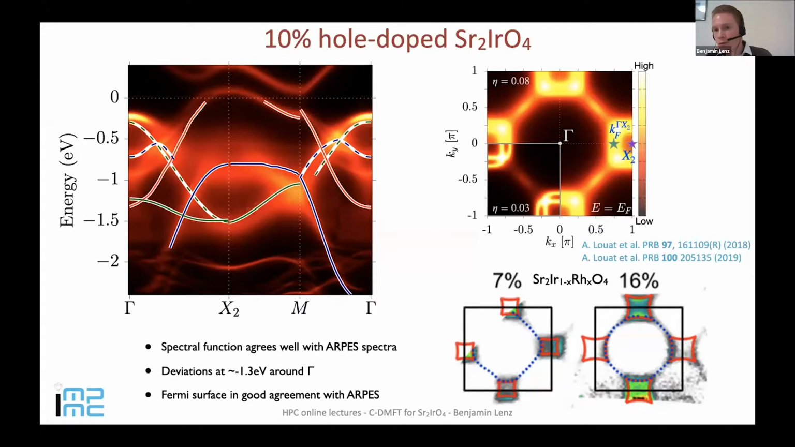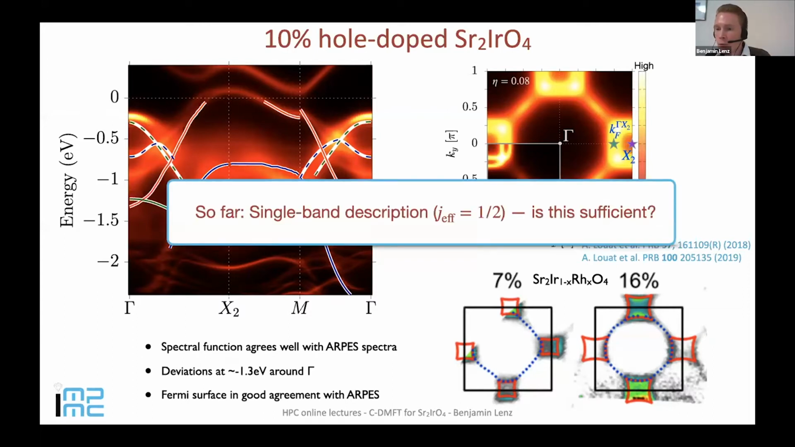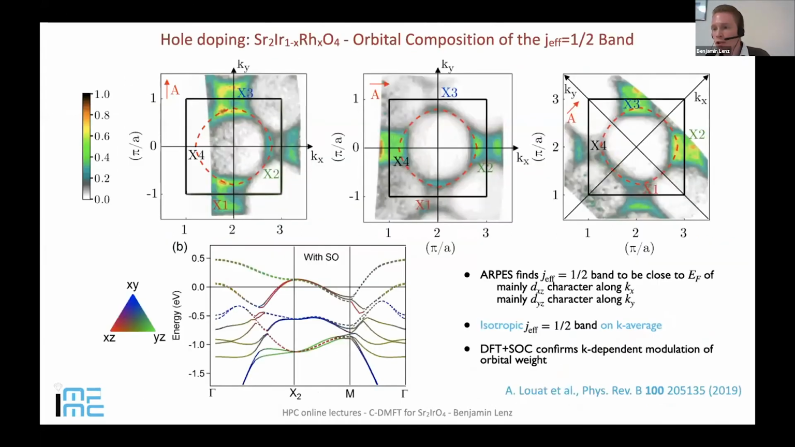So far I've shown you that calculating the spectral function with CDMFT nicely produces the experimental results. However, we always considered a one-orbital model on top of which we applied a Hubbard U term. So what is actually the limitation of this approach? Is this always sufficient, or which are the features we're actually missing? Here I just want to briefly show two features that one misses.